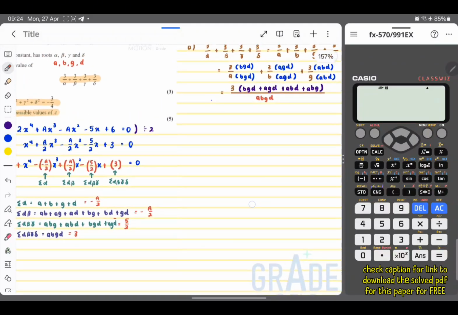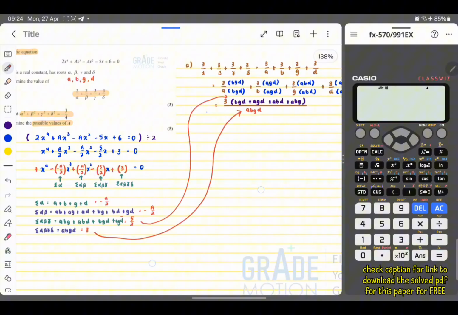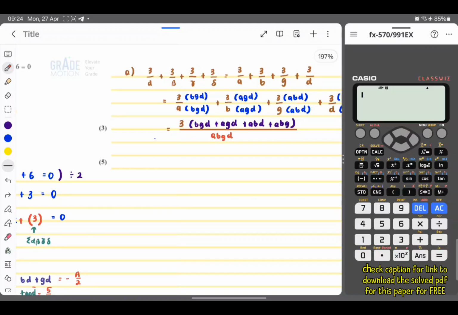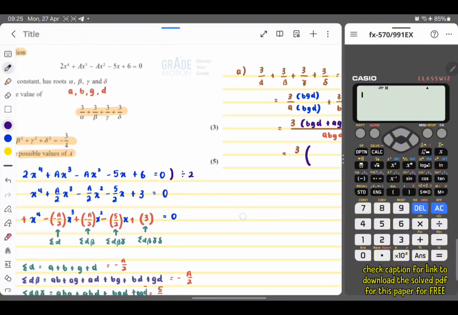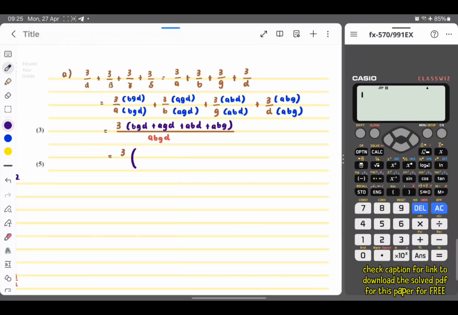Now that I already fixed that, I can just simply substitute into our equation. So up here would be 5 over 2, and for our denominator, it would be 3. We're just using the information that we have extracted prior to our part A. So this is equal to 3. And the summation of product of 3 roots is positive 5 over 2.